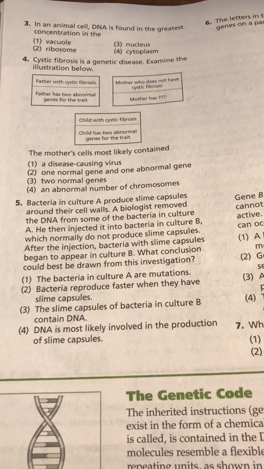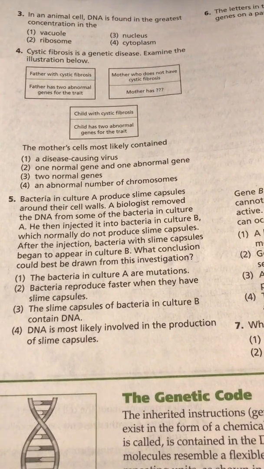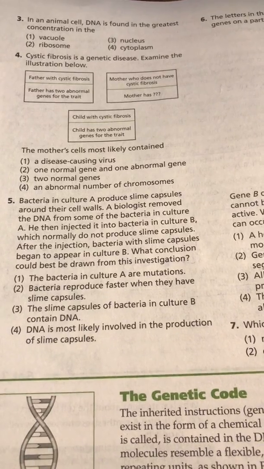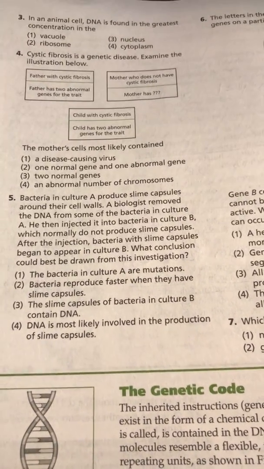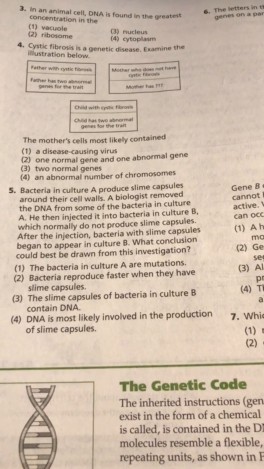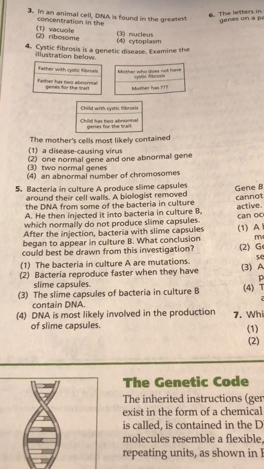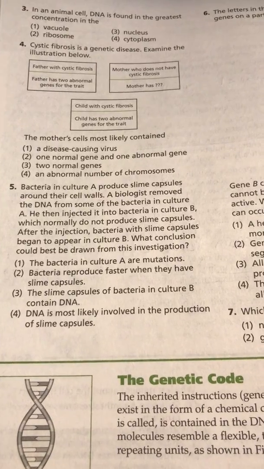Cystic fibrosis is a genetic disease. Examine the illustration below. The mother cells most likely contained: 1. A disease-causing virus, 2. One normal gene and one abnormal gene, 3. Two normal genes, or 4. An abnormal number of chromosomes.